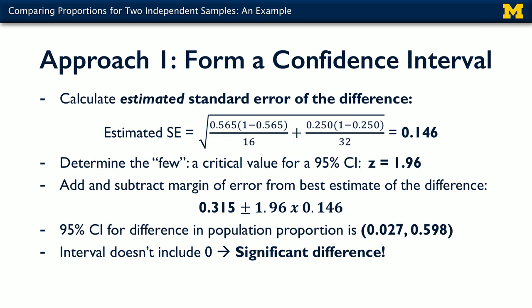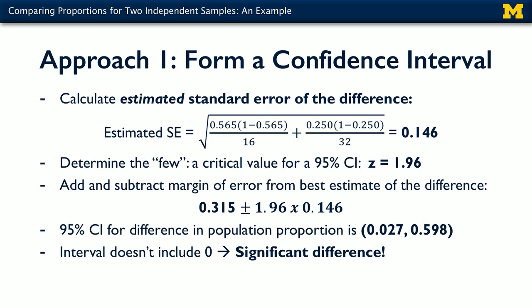We then determine the few. We talk about, again, adding or subtracting a few standard errors from our point estimate. So we determine the few as being a critical value for a 95% confidence interval for a difference in proportions. Again, we're going to use a critical value of 1.96. Then we add and subtract this margin of error from the best estimate of the difference. So we take 0.315 plus or minus that critical value, 1.96 for a 95% confidence interval, multiplied by 0.146. And again, we're assuming that the sampling distribution is normal in performing this calculation.